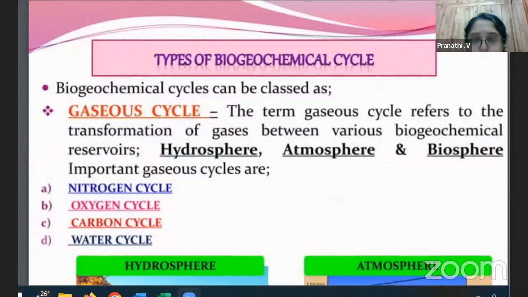When you term something a gaseous cycle, you mean the transformation of gases between different kinds of reservoirs. So what are reservoirs? If any kind of chemical or element is present at a place for a long time, that place is known as a reservoir. For example, for a long period of time, coal is present in the earth. So inside the earth or in the coal mines, whatever we have right now, those coal mines are reservoirs of coal.